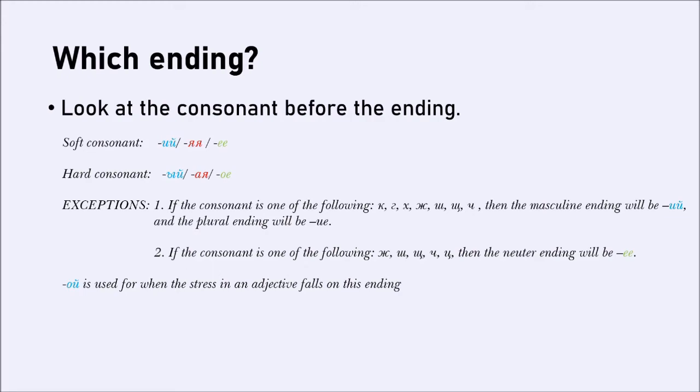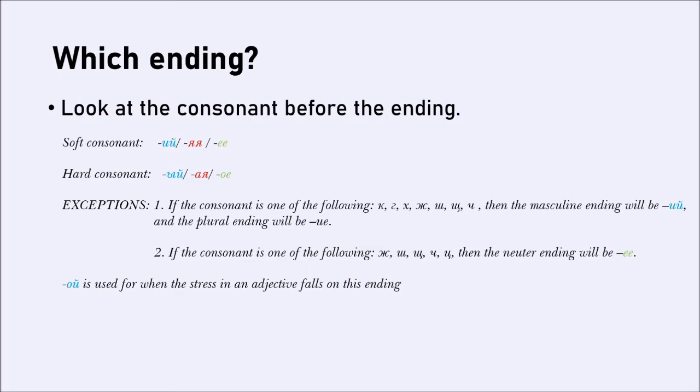And the second exception is that if the consonant is one of the following: zh, sh, shch, ch, or ts, then the neuter ending will be -yeye. Same idea, we cannot write the letter o after any of these consonants. Just another rule of spelling, okay?